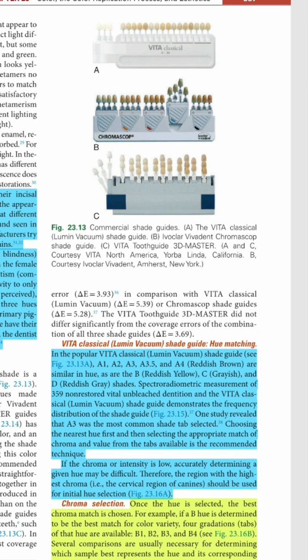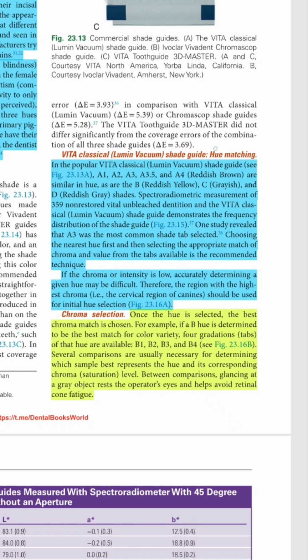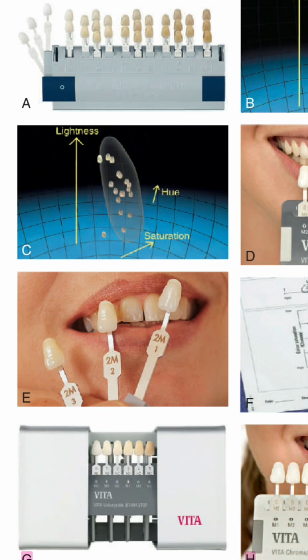Let's discuss the concept behind the 3D Master Vita color guide, how it is designed, and how we can use it to get the color. It is divided into 5 groups. These groups represent the lightness of the color, which increases from 0 to 5. This is the first thing that we choose.